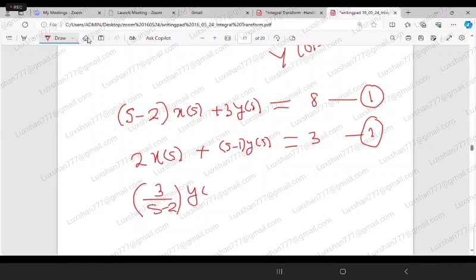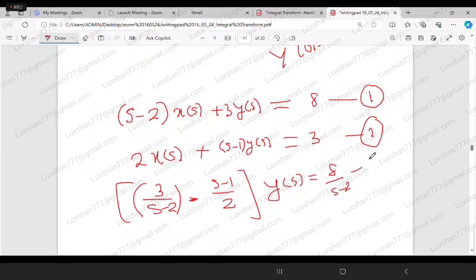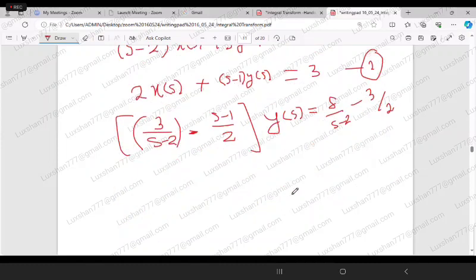Yeah, 3 minus. Sorry, let me write this. If you subtract this one and divide by that one, we'll get 3 over s minus this one, minus (s minus 1) over 2 into ys, is equal to 8 over s minus 2 minus 3 by 2. So similarly, you can find out ys.